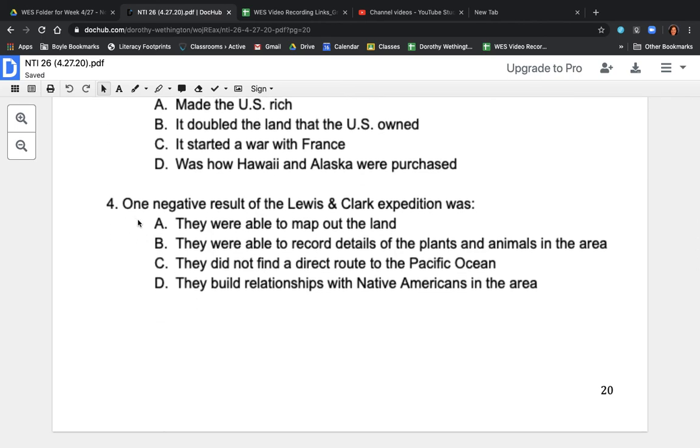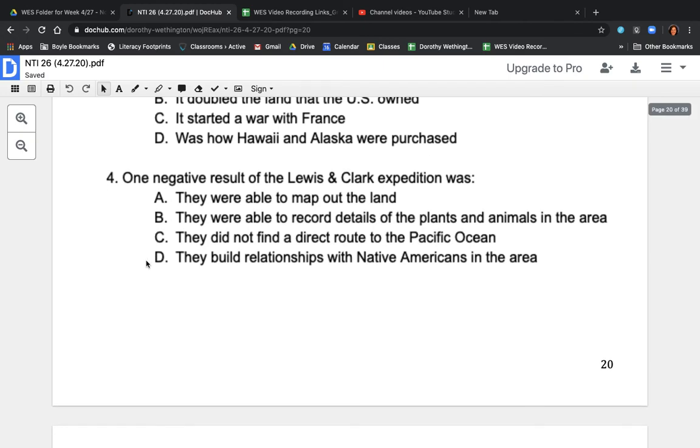Number 4, one negative result of the Lewis and Clark expedition was A, they were able to map out the land. B, they were able to record details of the plants and animals in the area. C, they did not find a direct route to the Pacific Ocean. Or D, they built relationships with Native Americans in the area.